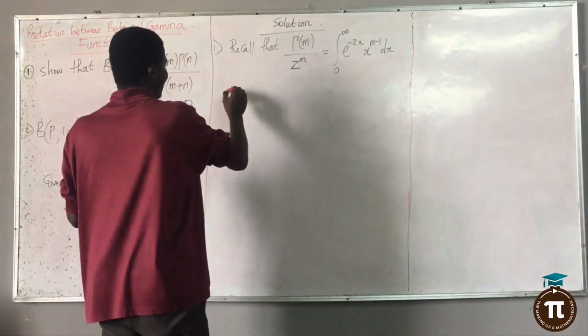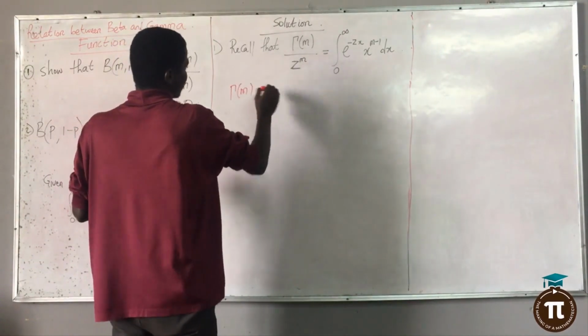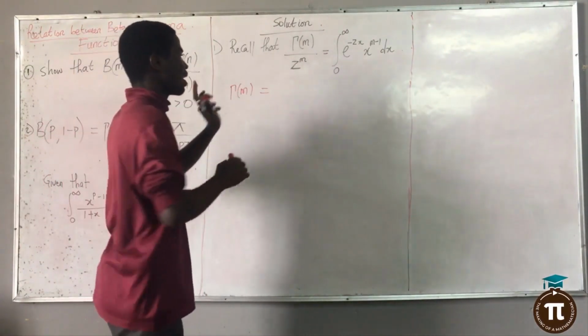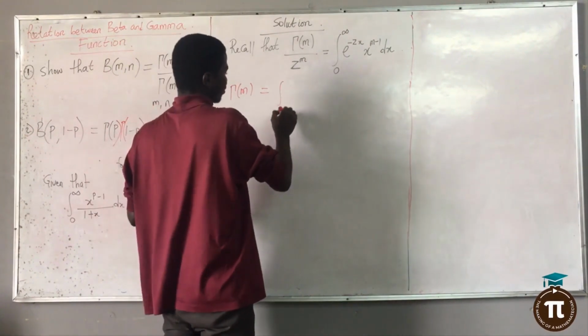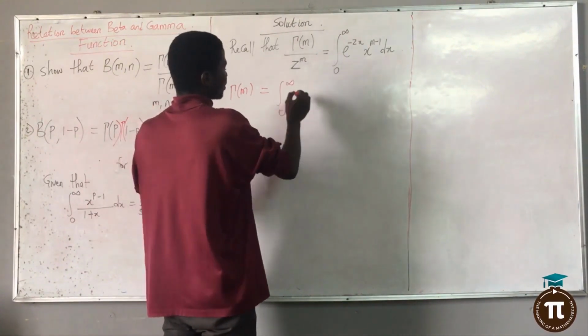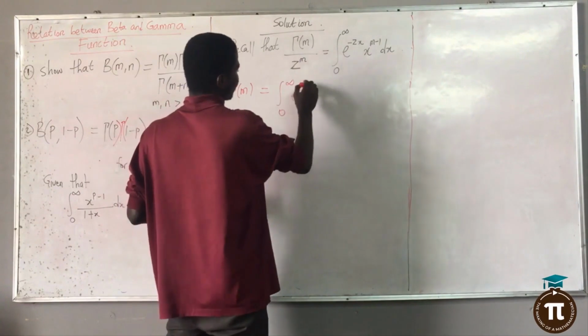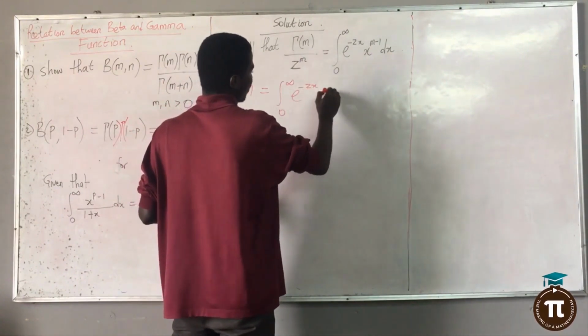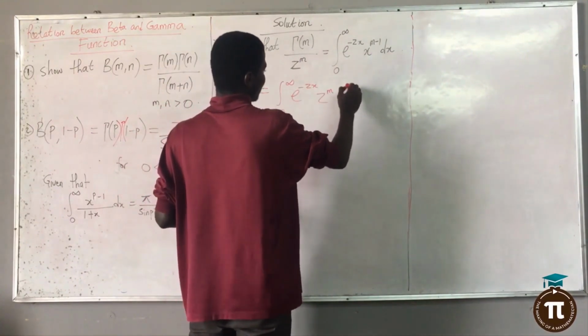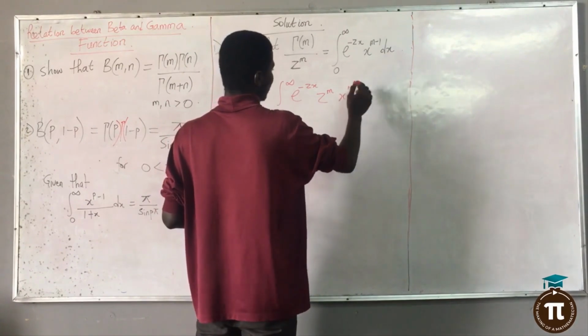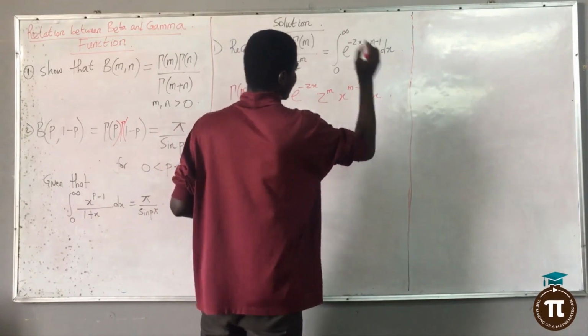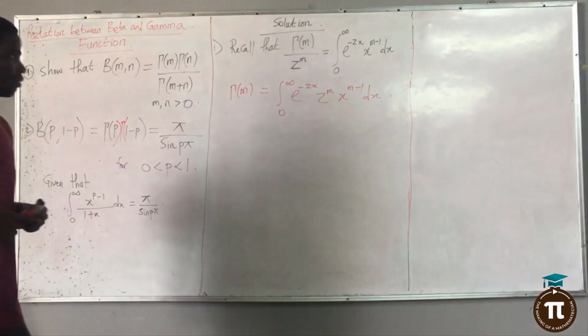Now it means that for gamma of m, we take this z to the other side and let it enter the integral, since it's a constant. So we have the integral from 0 to infinity of e raised to the power of minus zx, z raised to the power of m, x raised to the power of m minus 1 dx. That is what I'm going to have.